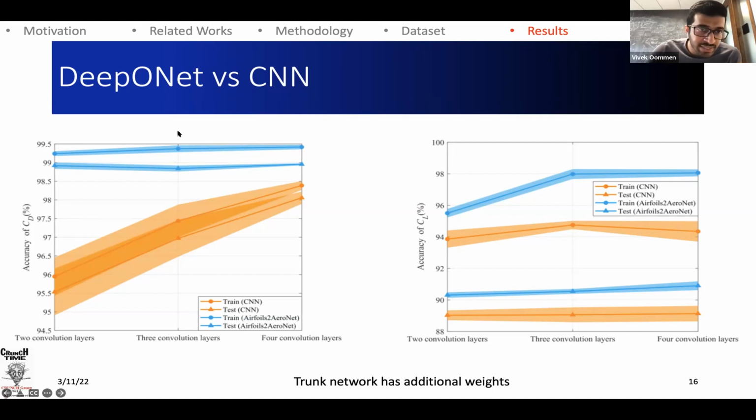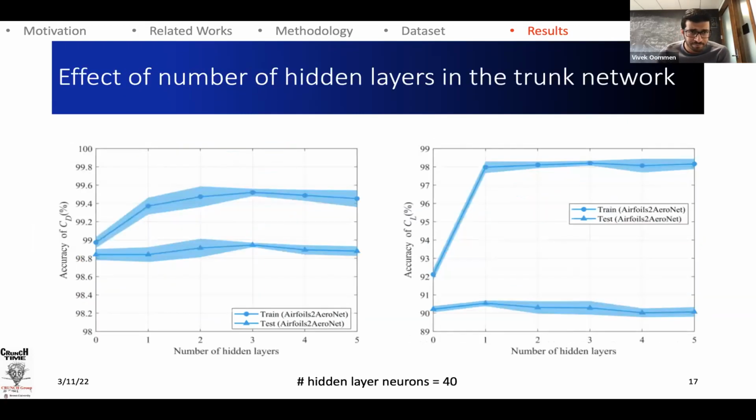So in both cases, we see the training and test accuracy both perform better for DeepONet compared to CNN. But one thing I would like to point out is, I think this is not a fair comparison because DeepONet has an additional trunk net. So if you are matching the branch net, the number of trainable variables in DeepONet is much greater than that in the CNN used. So, yep, that's one point I want to note.